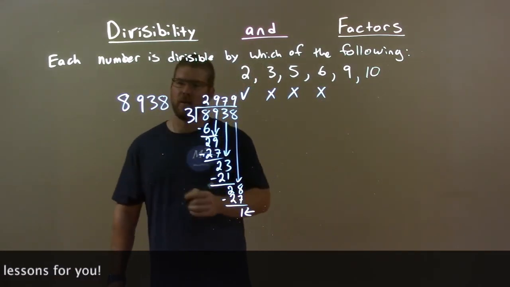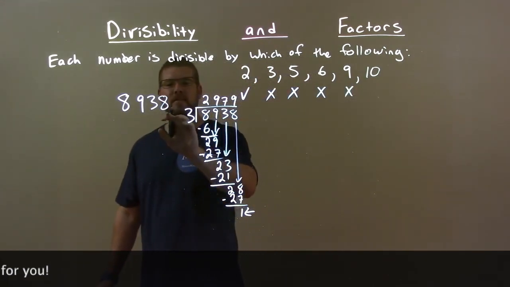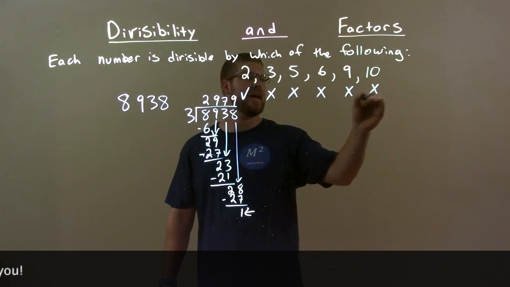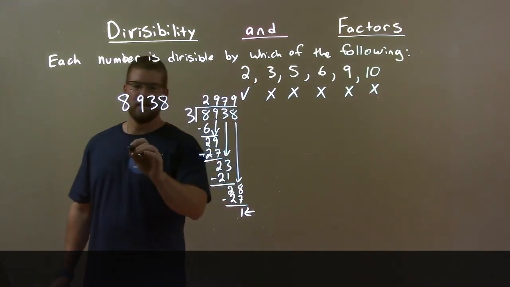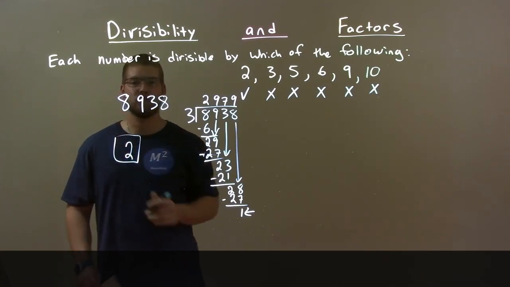Since 3 does not go into 8,938, 9 is out. Since our last digit here is not a 0, 10 is out. So our only number that goes into 8,938 is 2.